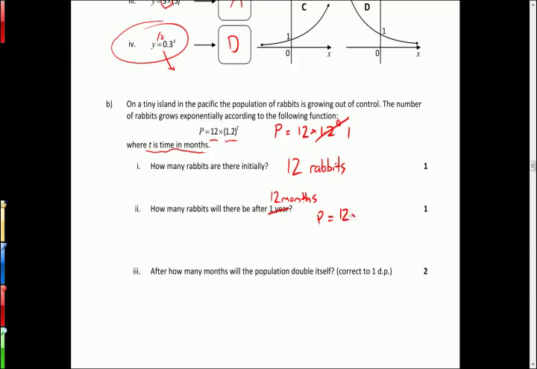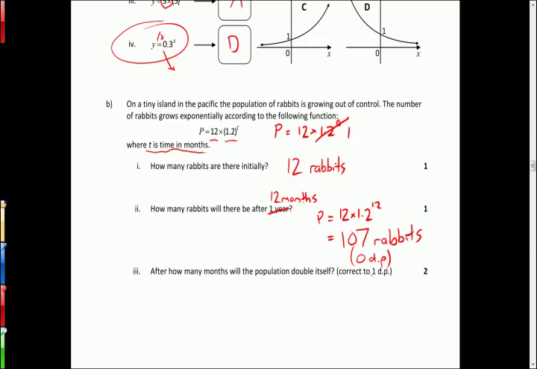Population equals 12 by 1.2 to the 12. So it's getting timesed by 1.2 12 times. That's going to be a bit of growth. 12 times 1.2 to the power of 12 equals, and we're up to 106.99. I think it's a fairly logical thing to round to the nearest whole number. If we're talking about number of rabbits, I'll just write no DP, or nearest rabbit, or whole number, whatever you want to say, but do state that you did round. How many rabbits will there be? 107 rabbits.